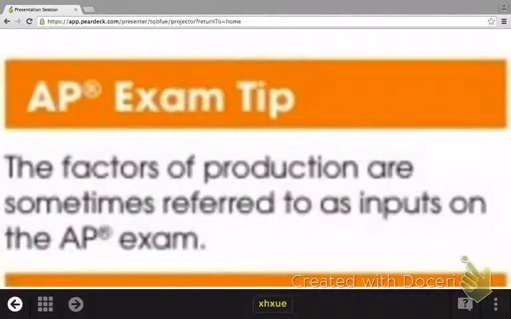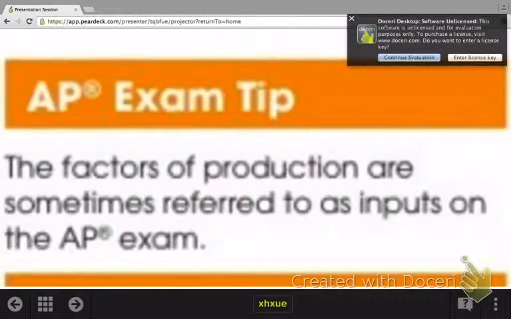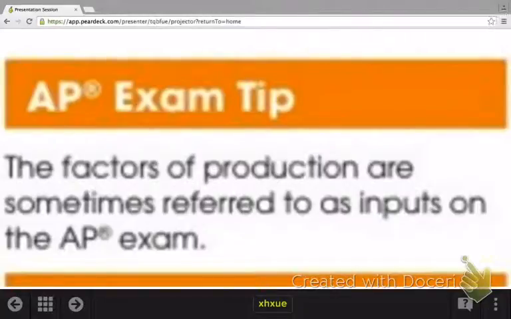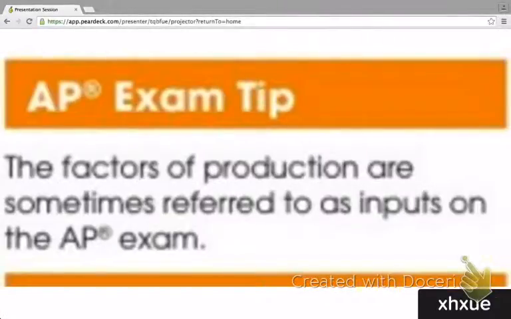Here's a tip for the AP exam. The factors of production are sometimes referred to as inputs. So if you see them describing inputs on the AP exam, keep in mind that they're the same thing as factors of production.